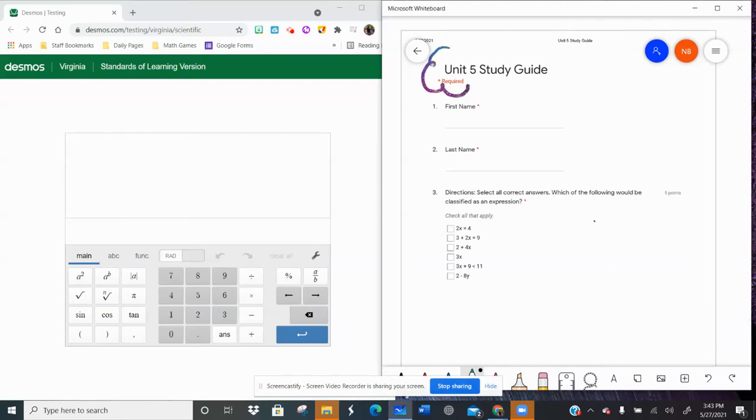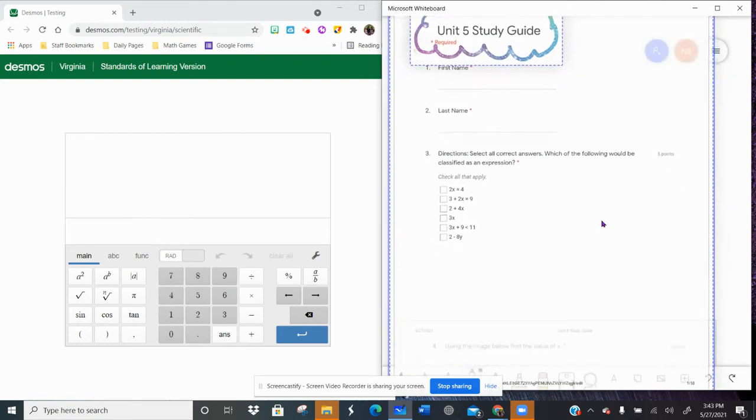Beautiful people, let us start looking at that study guide for Unit 5. We're going to go through the questions from your study guide and make sure you understand all of them and give you some tips and tricks along the way. I have the handy dandy Desmos calculator here to help me out, and then my marker and my questions, so I am good to go.